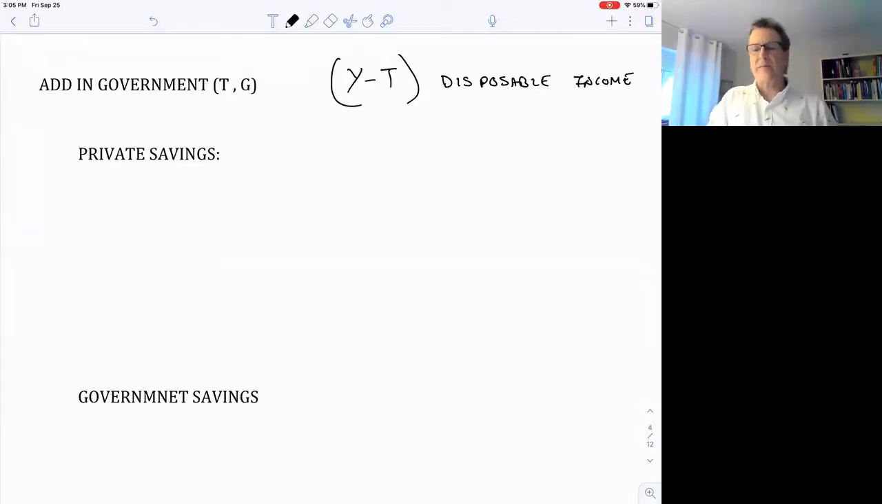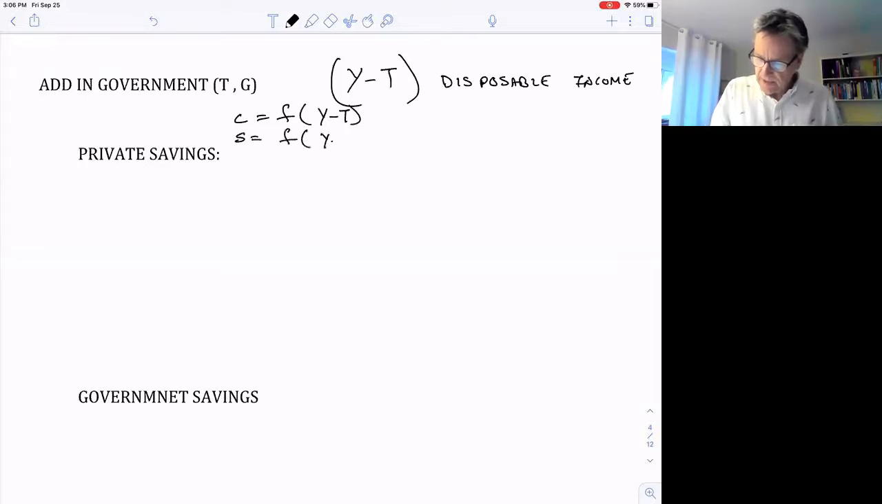So now their consumption is a function of their after-tax income, and savings is a function of their after-tax income. So we have consumption then is some function of income minus taxes, and savings is some function of income minus taxes also.